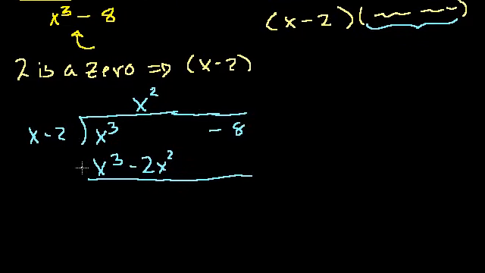So I could add the negative. I always find that easier. So these cancel out, and I'm left with 2x squared minus 8. How many times does x minus 2 go into 2x squared minus 8?